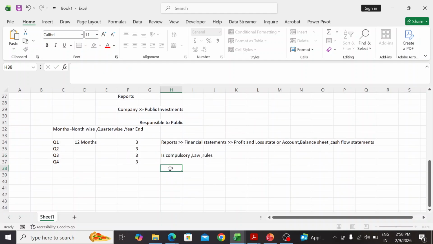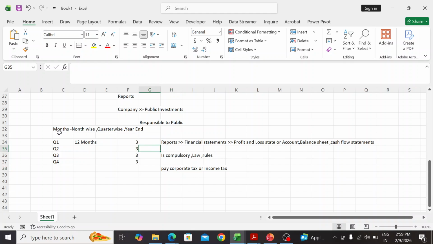And one more objective of preparing these reports is that you have to pay corporate tax. That is nothing but income tax. Corporate tax or income tax. In order to pay the corporate tax also, we need to prepare the financial reports. This is a different concept, we will discuss it later. So these are the points we should keep in our mind.